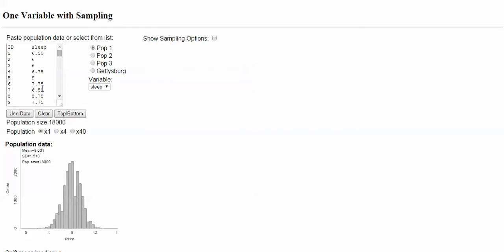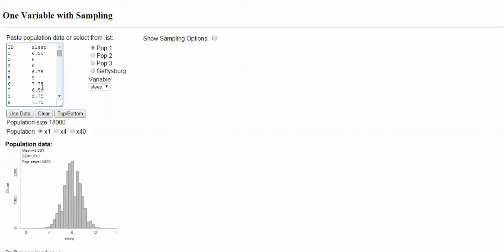So right here, we have a population of 18,000 people. This is person 1 in the population. That's person 2, that's person 3. And it goes all the way down to person 18,000. This is showing the number of hours of sleep that each person is getting per night. So this person is getting 6.5 hours. Person 2 is getting 6 hours. Person 3 is also getting 6 hours. So it's showing the sleep times of all 18,000 people in the population.